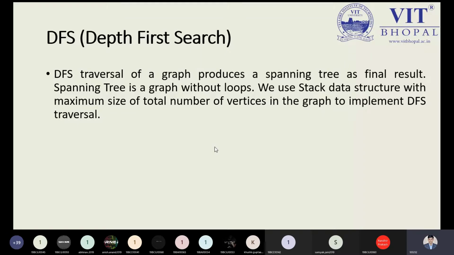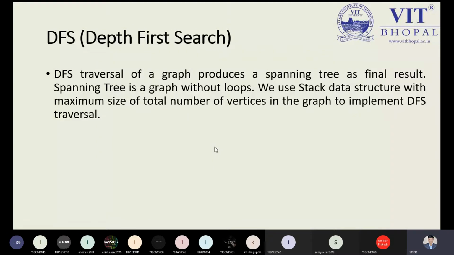The rest of the detail about the spanning tree I will explain while we discuss the shortest path, finding the shortest path and the various algorithms by which we can do that. The remaining detailed part of the spanning tree we will see in that concept. For now, a one-line definition: a spanning tree is a graph without a loop, as I told you. So we use a stack data structure.